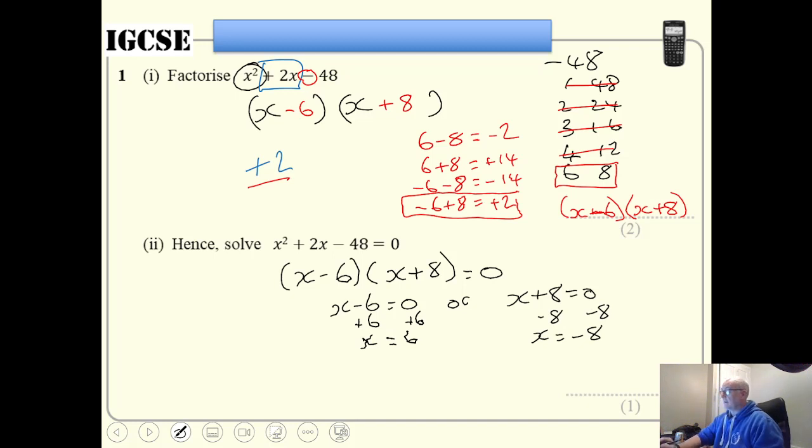And again, thinking about that, if we look at where we started and what we end up with, it's just the inverse sign on the number that was in our bracket. So if you wanted to think about that logically, once you've found the factorisation, you're going to do the inverse of it and put it the other side of the equals. So x is going to equal 6 or minus 8 in this question.